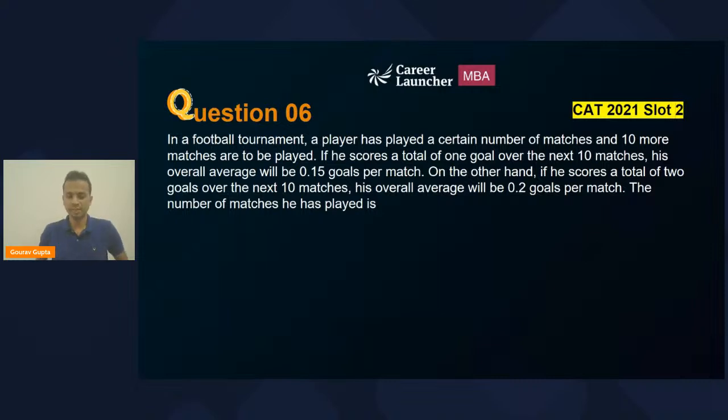Okay, let's read it out. In a football tournament, a player has played a certain number of matches and 10 more matches are to be played. If he scores a total of 1 goal over the next 10 matches, his overall average will be 0.15 goals per match. On the other hand, if he scores a total of 2 goals over the next 10 matches, his overall average will be 0.2 goals per match. The number of matches he has played is how much?